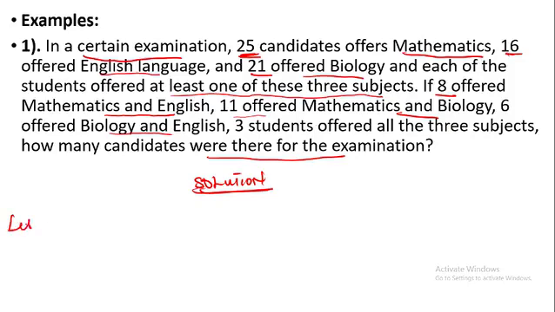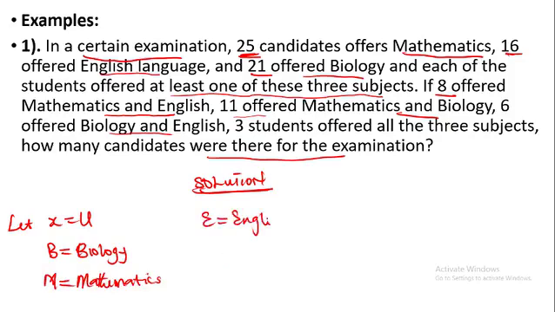We start by saying let X be our universal set, the unknown universal set that we are to solve for. If X is our universal set, let B be our biology, let M be our mathematics, let E be our English. Now we have B intersection M intersection E equal to 3 from the question. They said 3 students offered all the subjects, that's the intersection of biology, mathematics and English.